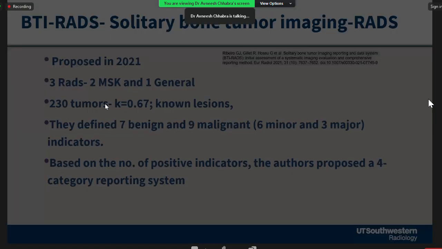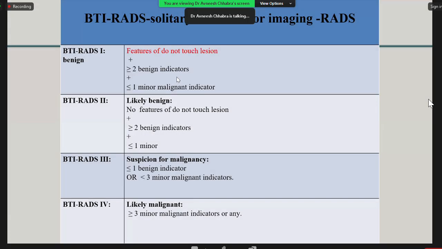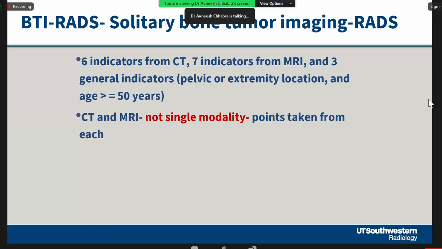So the good thing is this is talking about what we learn all our life, from benign to malignant. Features of a do-not-touch lesion, that's clearly benign. Features which have more than 3 minor malignant indicators go likely malignant. Then you have in between likely benign and something suspicious. But the other issue with this system was there were 6 indicators from CT and 7 from MRI, which means you've got to get CT and MRI in each case.